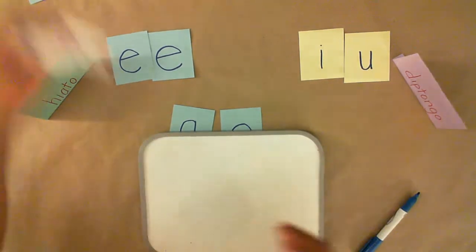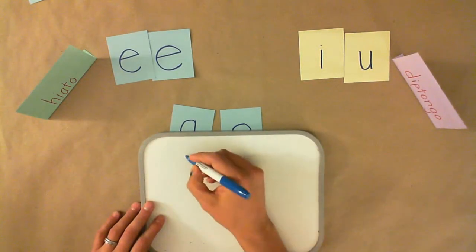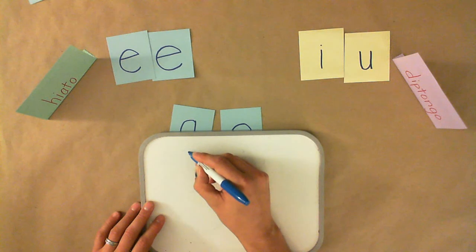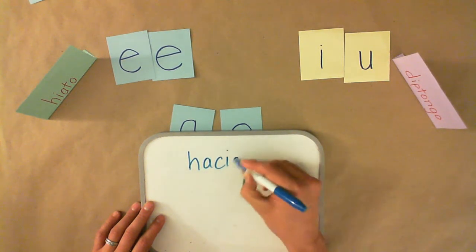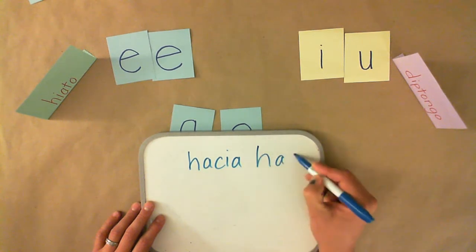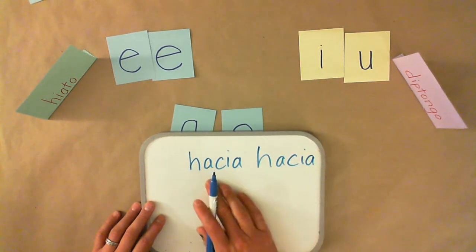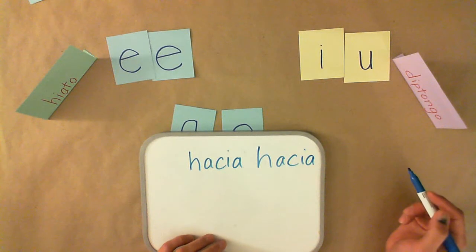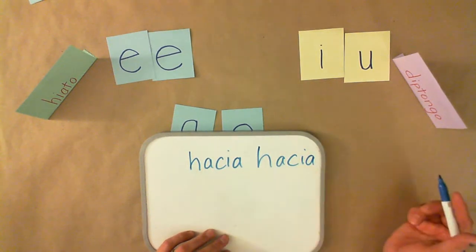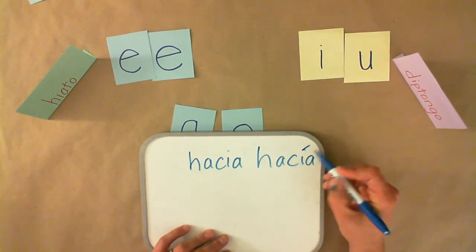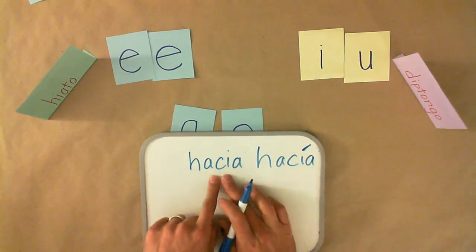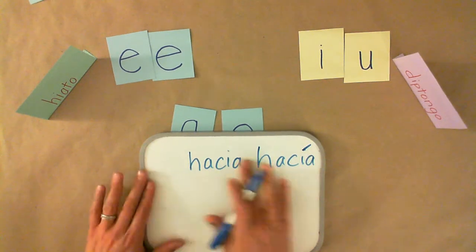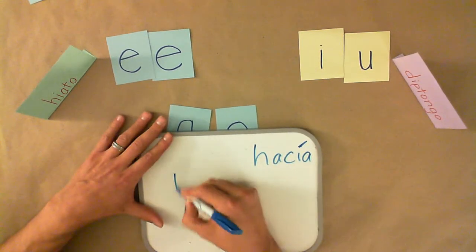Alright, let's do one more. Some very, very commonly mistaken words. These are 2 different words. Hacia and hacía. Of course, this will have the tilde, hacía, because we want to say hacía, not hacia. So now we have this word too.